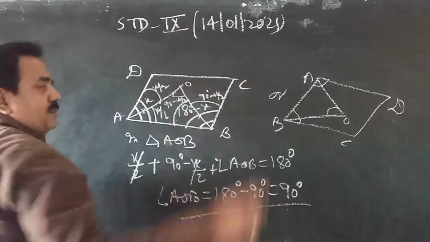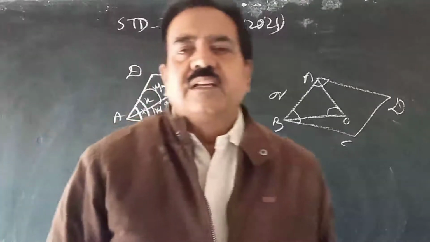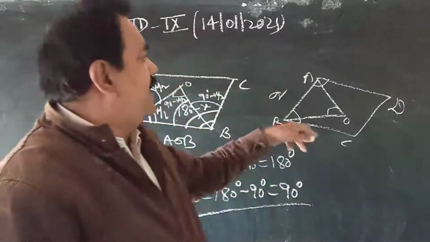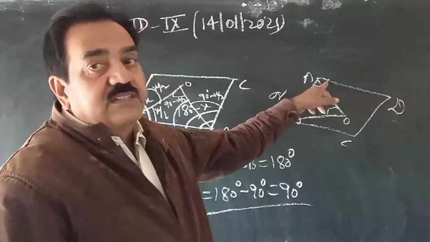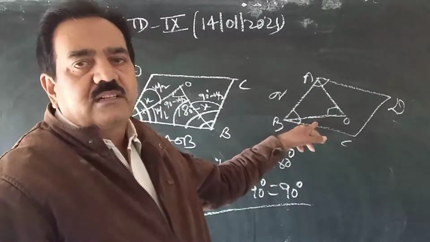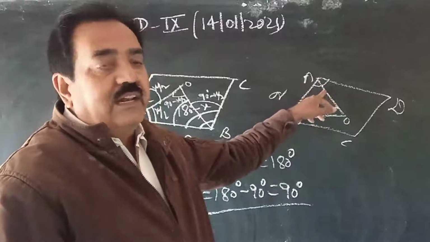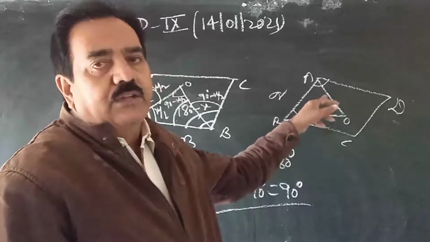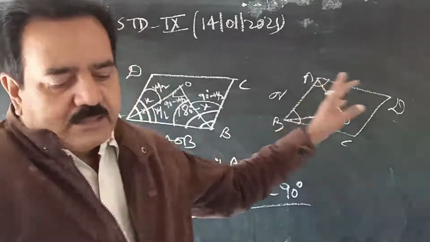Proved. Same way, if you take this side, suppose this is x, then this is 180 minus x. AO bisects angle A, BO bisects angle B. Take half of the angle. Prove it the same way.